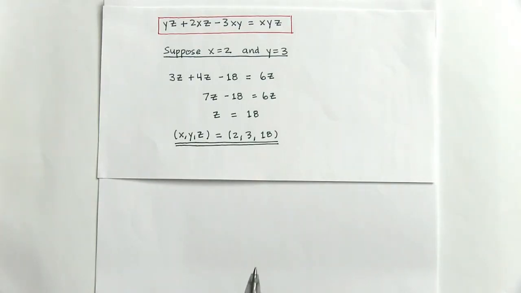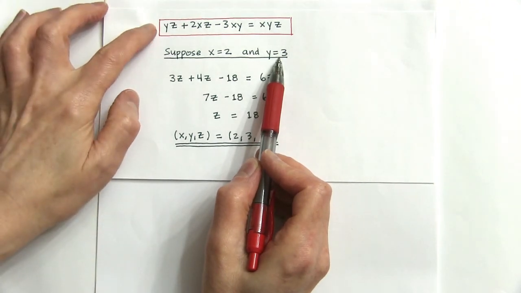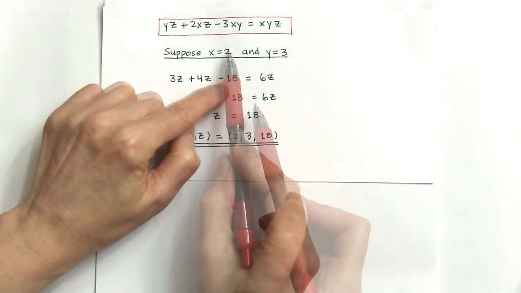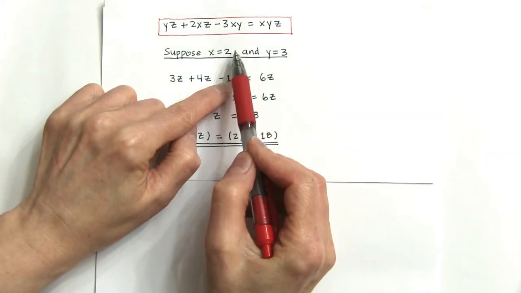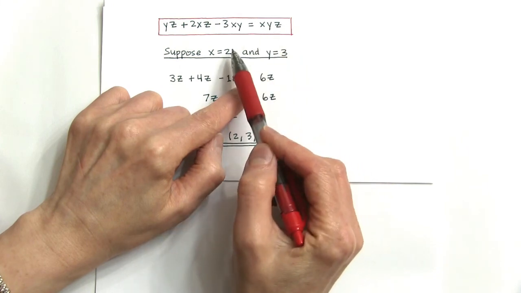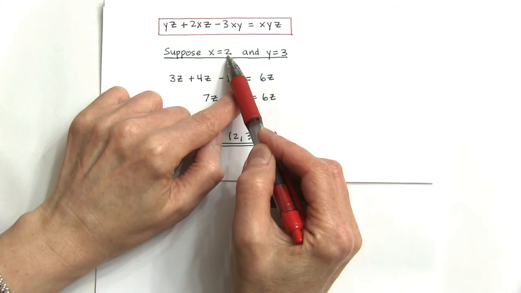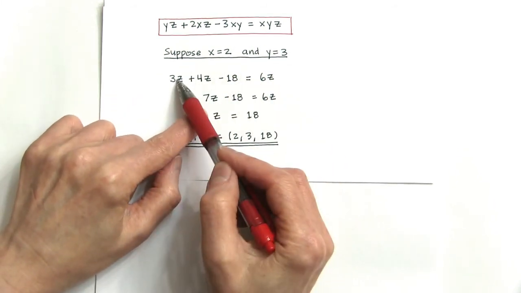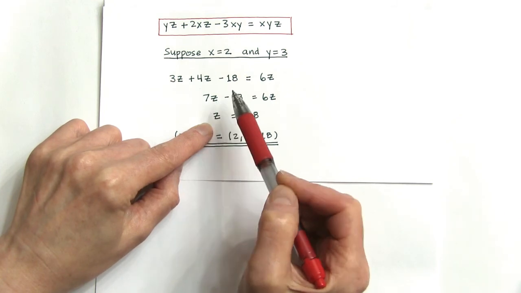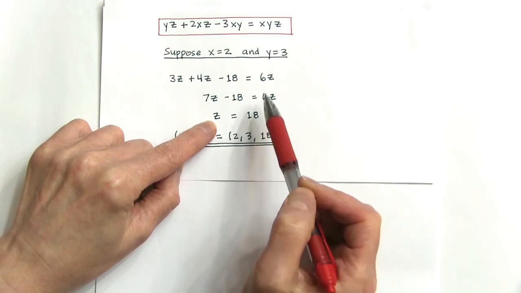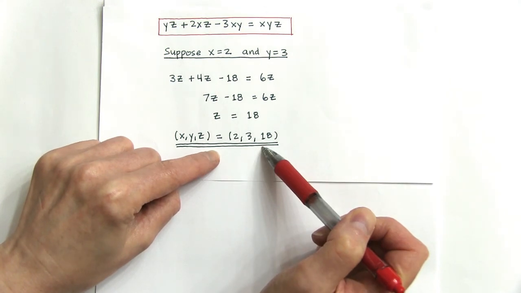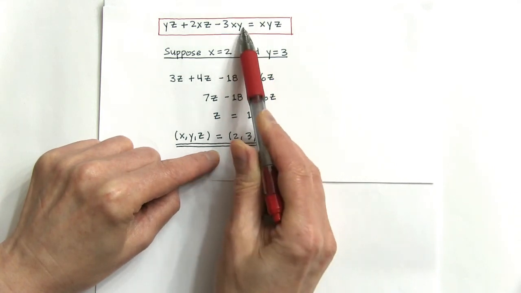So in the final case, when x is 2 and y is 3, this equation becomes 3z and 4z and minus 3xy, but xy is 2 times 3, which is 6, so this becomes minus 18, equals, and the right-hand side, again, xy is 2 times 3, which is 6, so this is 6z, and I have 7z minus 18 is 6z. I can subtract 6z from both sides of the equation and add 18 to both sides, and the answer is that when x is 2 and y is 3, z must be 18. And this is the final positive integer triple solution to our equation.